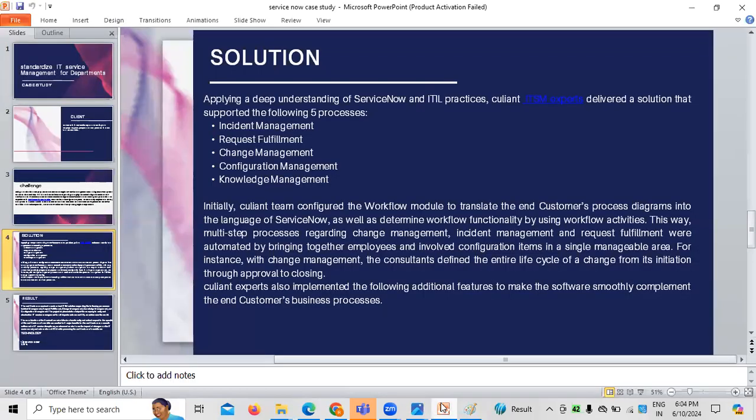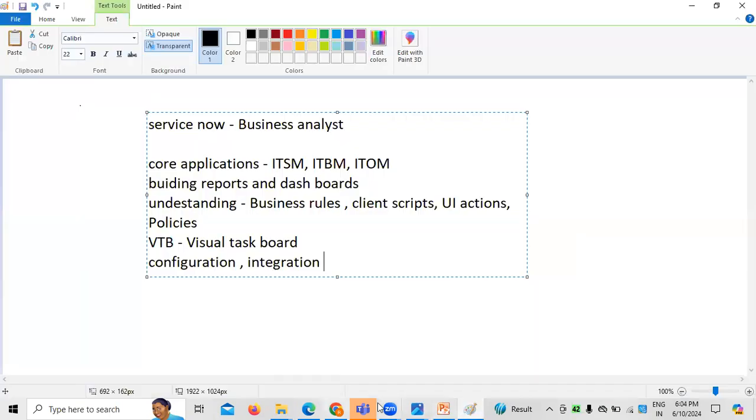About the case study part, I'll be sharing everything in an email to you, and we will discuss this case study in detail, line by line. You need to understand it line by line in the coming days. Okay, right. If you have any questions, please go ahead.